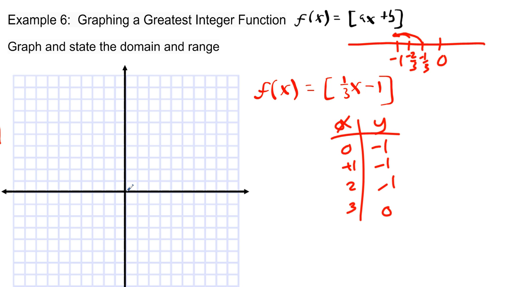At 0, we have negative 1. At 1, we have negative 1. At 2, we have negative 1. And then at 3, we go to 0. So once again, we have this little thing where it goes solid, solid, solid. But then right when you get to the x value of 3, it's an open circle, and then it jumps up here.